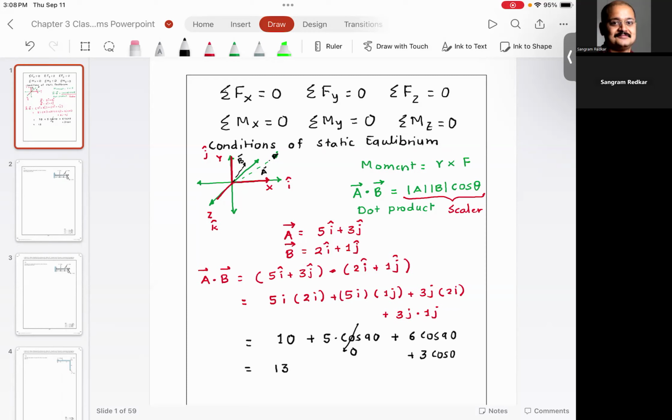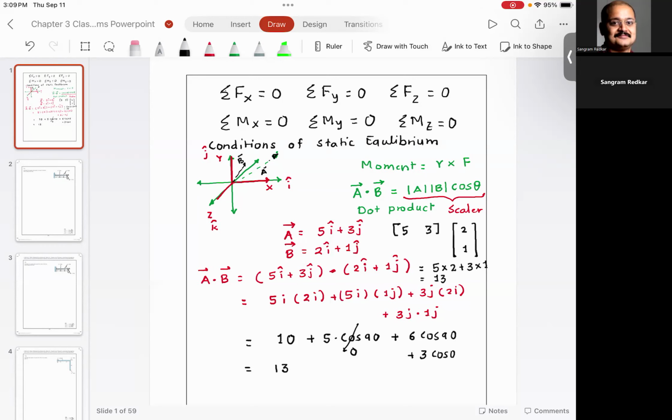Everyone understood this? So another simpler way of looking at this is you perform something called matrix multiplication. You write these vectors something like this. If you use MATLAB, this is how it is done. And first row, first column gives you 5 times 2 plus 3 times 1, and the answer is going to be 13.